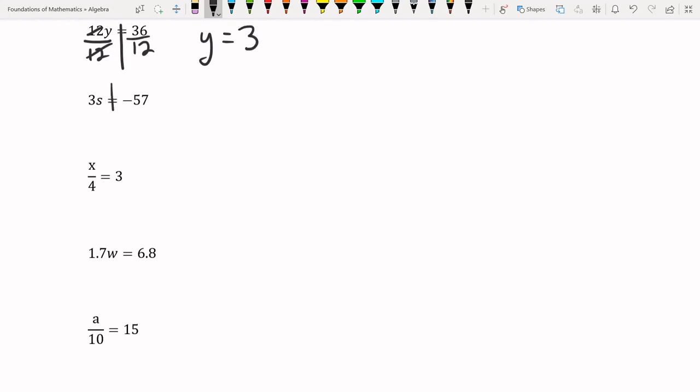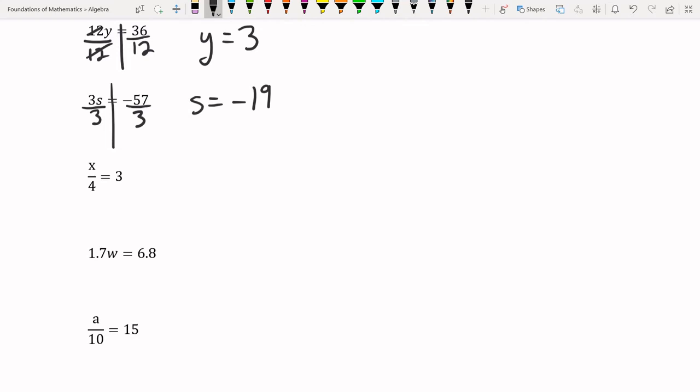All right, 3 times s equals negative 57. Divide by 3 because the inverse of multiplication is division. And negative 57 divided by 3 is, I think it's 19, but we will check. Yeah, it's negative 19. Negative divided by a positive is negative, and 57 divided by 3 is 19. So we have s equal to negative 19. You can, of course, check your work. 3 times negative 19 is going to be negative. 3 times 19 is 57.